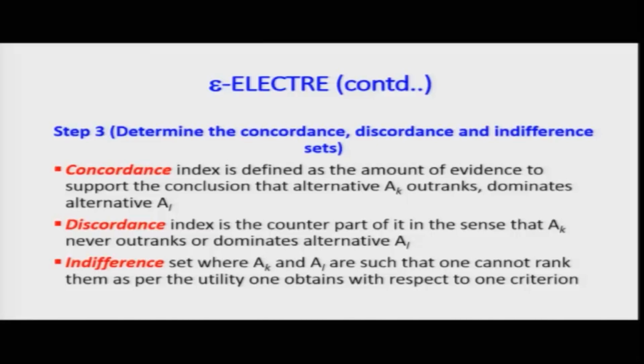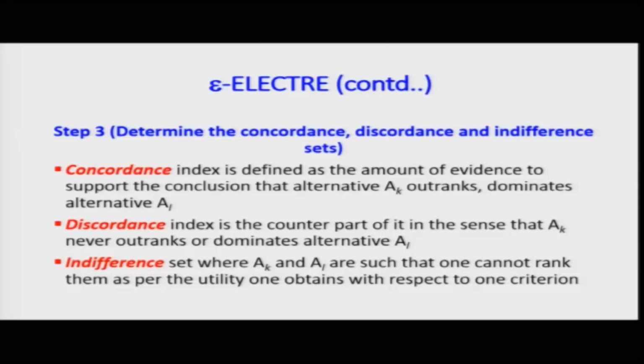Now, let us go one by one through what we mean by concordance index values, indifference index values, and discordant index values. That means liking, indifferent, and disliking. The concordance index is defined as the amount of evidence to support the conclusion that alternative A k outranks or dominates alternative A L with respect to any of the criteria, which is basically j changing from 1 to n. So, we will compare A k with respect to A L for each of these j's.